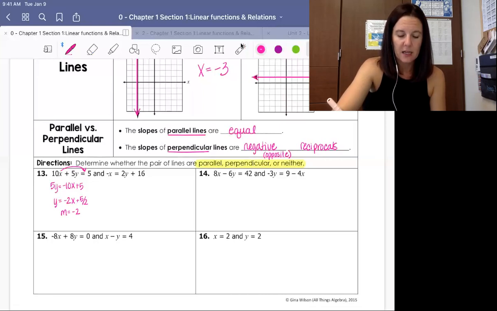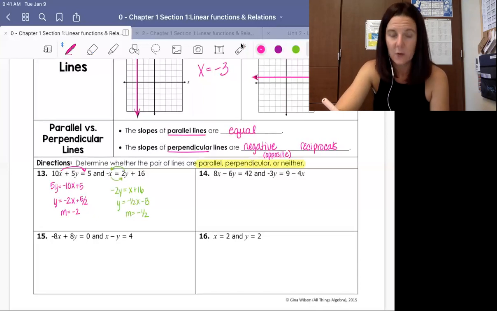And then the other line, we have negative x equals 2y plus 16. I need to flip-flop my x's and my y's so that I have y equals. So I'm going to put negative 2y equals x plus 16. They both changed sides, so they both change signs. Divide everything by negative 2, and we get negative 1/2 x minus 8, and m equals negative 1/2.